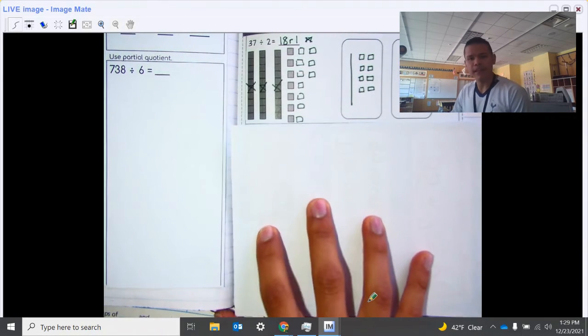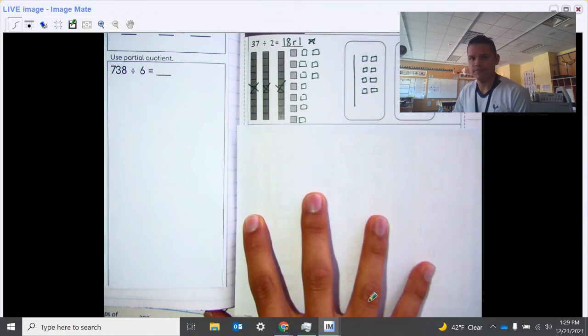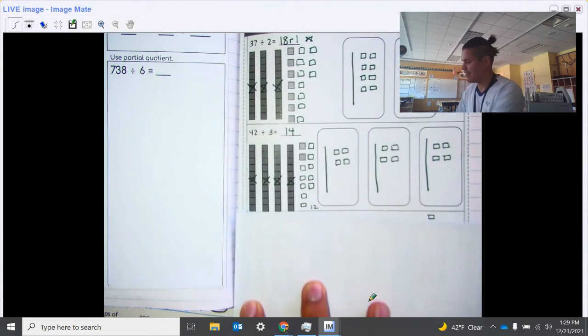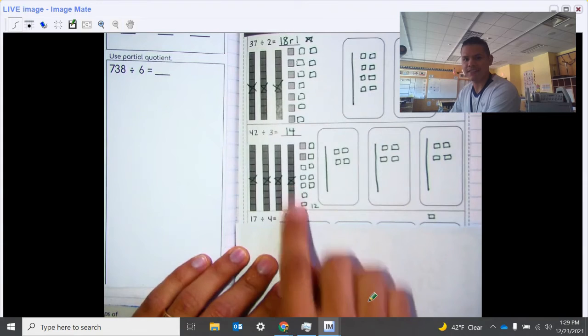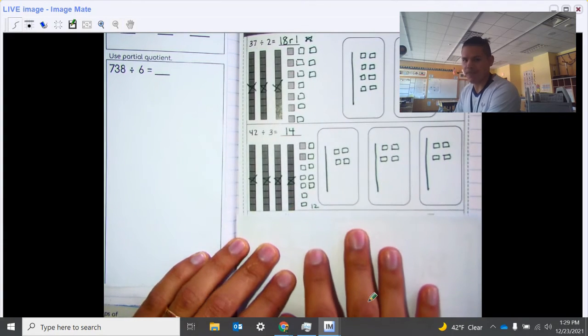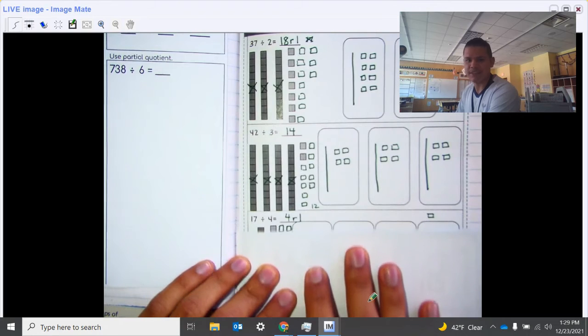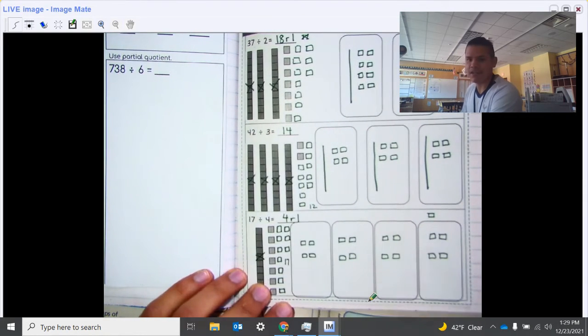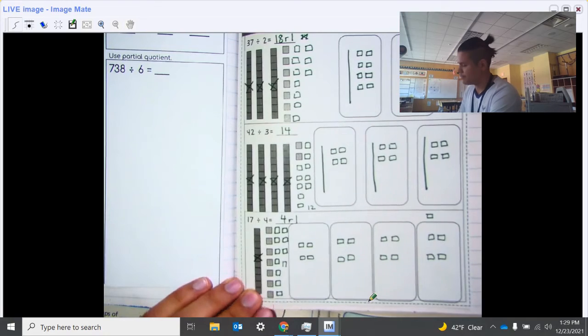Let's take a look and see if you got the correct quotient. 42 divided by 3 is 14. You should have regrouped one of the 10s, had 12 ones that are shared equally. So no remainder for that problem. All right, and the last one, 17 divided by 4 should have given you 4 with one base 10 block. That was the oddball out.